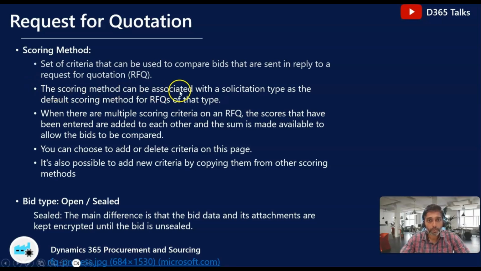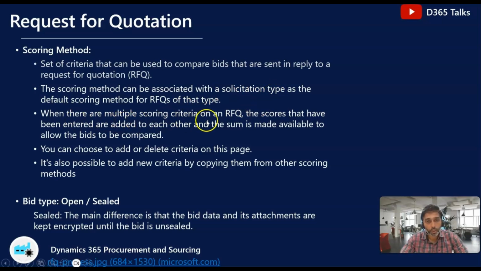The scoring method can be associated with the solicitation type as the default scoring method for RFQ. So you can create a scoring method and assign it to a solicitation type, so that whenever you assign the solicitation type, the appropriate scoring method will be inherited from the master.